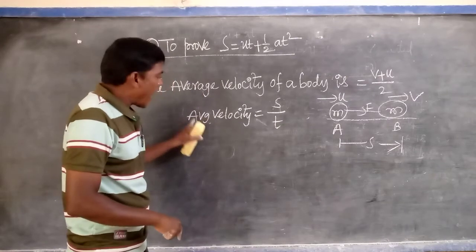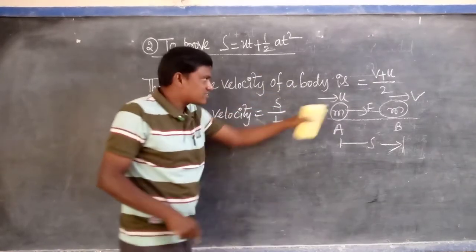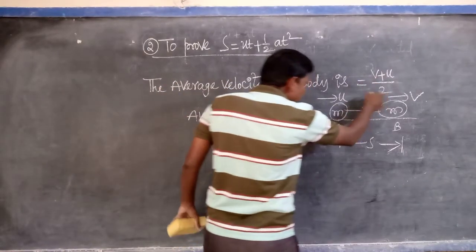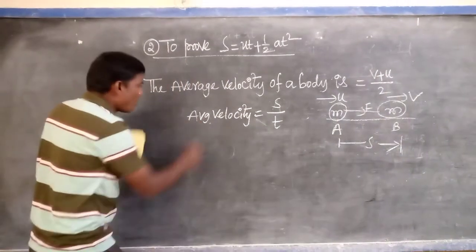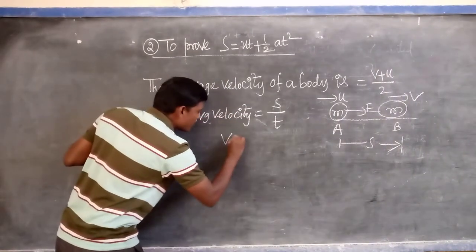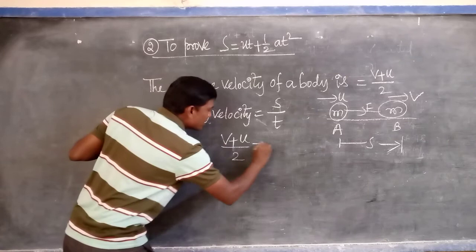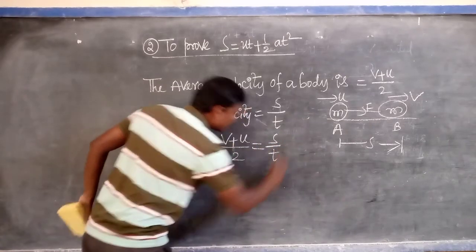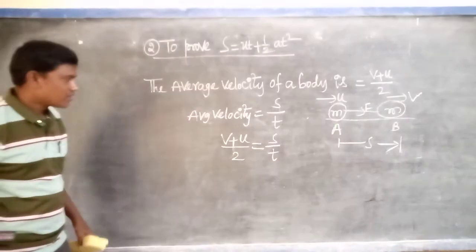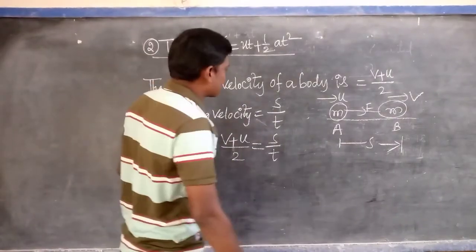But we know the average velocity from the previous diagram. What is the value? (v plus u) by 2. That's why (v plus u) by 2 is equal to s by t. Can we write that or not? Okay, so this we can write easily here.